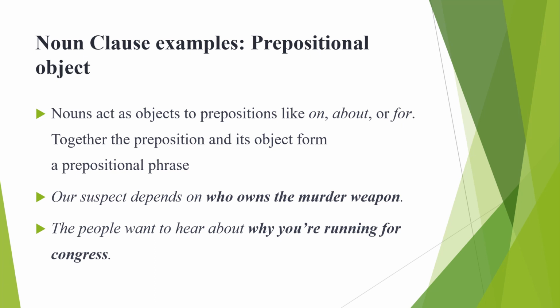Over here, about is a preposition and why you are running for Congress is a dependent or noun clause, which is also functioning as a prepositional object in the sentence.